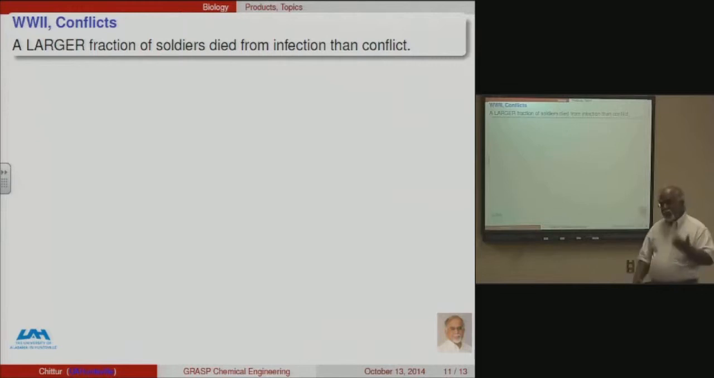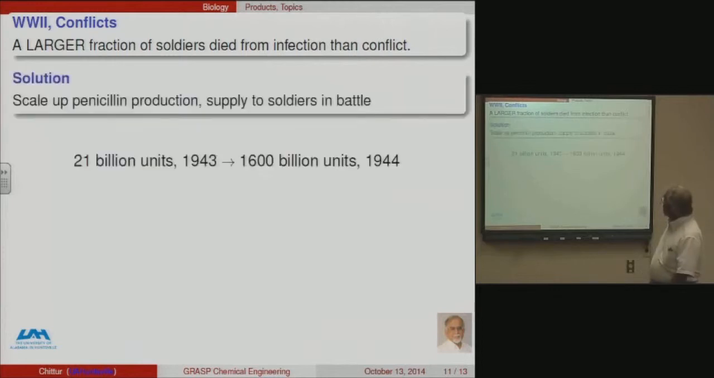And so the engineering of production of penicillin, purification of penicillin, and transportation of penicillin turned out to be very important, and engineers, chemical engineers in particular, played a very important role in that. And as you can see, the scale up of the penicillin production in 1943, again, don't worry about the units, say 21 billion units were being produced, and within a year it went up 2 orders of magnitude, to 1,600 billion units. So it was so important, and so that was actually made.